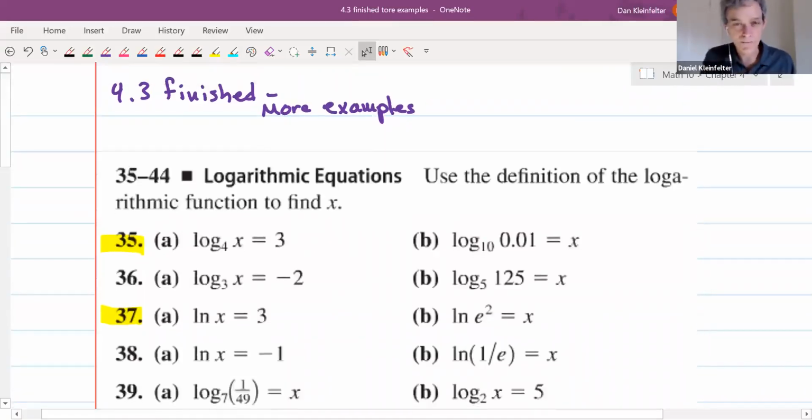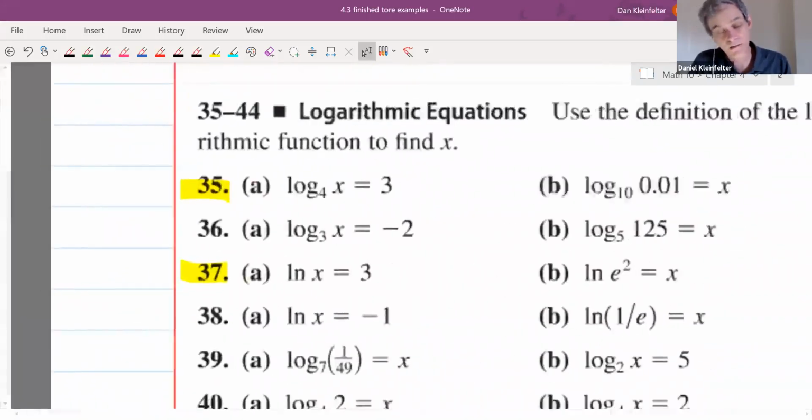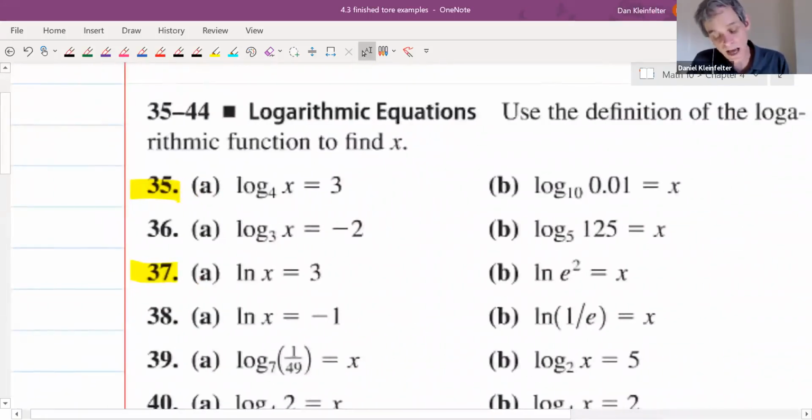Welcome back, everybody. In this video, we'll be finishing up section 4.3 on logarithms, basically just by doing some more examples. So these are from a different textbook, not our textbook, so don't go looking for them, I guess. In here, it says, use the definition of the logarithm function to find x. So we're solving an equation, and we want to find x. And so how we're going to do this is by rewriting these in exponential form.